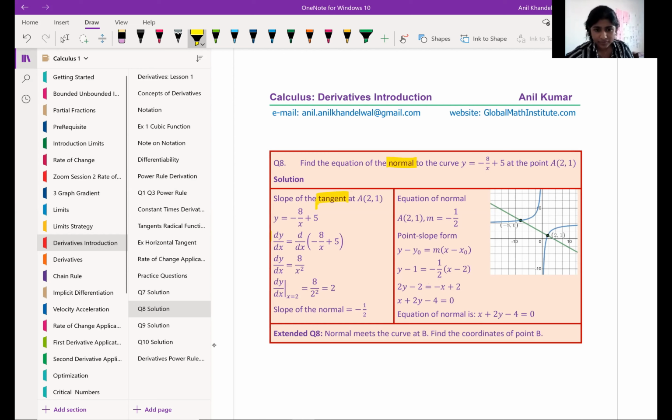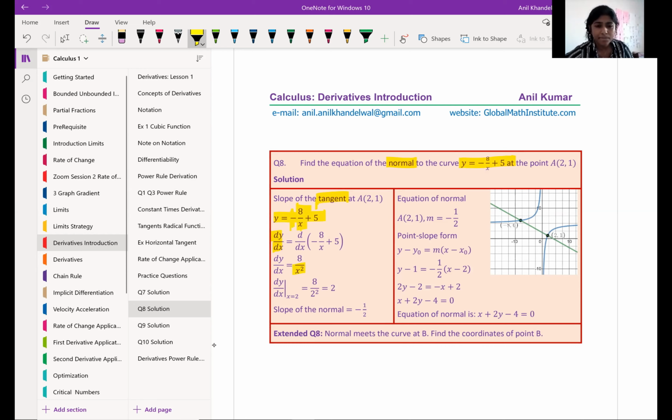Tangent is nothing but the gradient, which we are writing as dy/dx. Correct? So we begin with our function, which is given to us, y equals minus 8 over x plus 5. Y is minus 8 over x plus 5, as I've written here. It really means x is to the power of minus 1. When you do the derivative, you get a negative and x to the power of minus 2. So I wrote it in the denominator, 8 over x squared. Minus and minus made this plus.